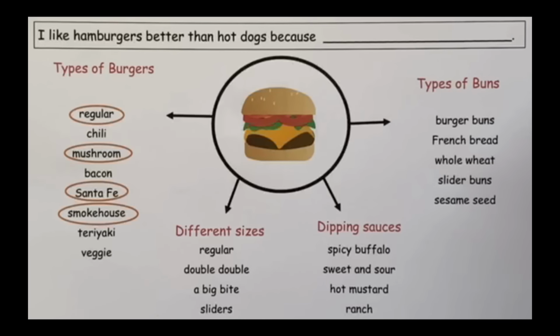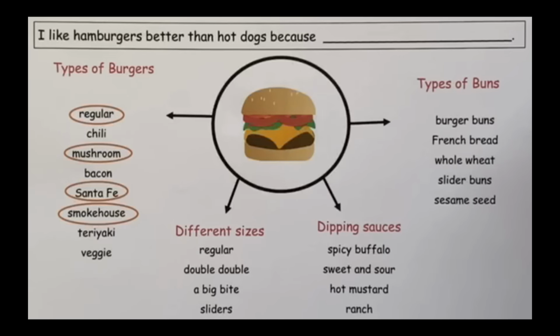Then I kind of guided them to what else can you change about a hamburger, or what do you like? How do you like your hamburger to be? And so then one kid said, I want a double-double, and then another said, well, we mostly have regular, and then other kids talked about a big bite, and then some like sliders. Dipping sauces came up. I guess that's a new thing, to dip your hamburger in sauces. So our list has spicy buffalo, sweet and sour, hot mustard, and ranch.